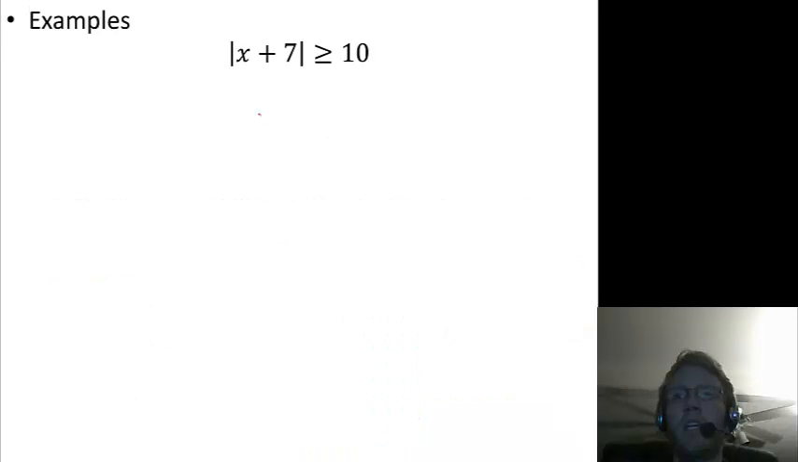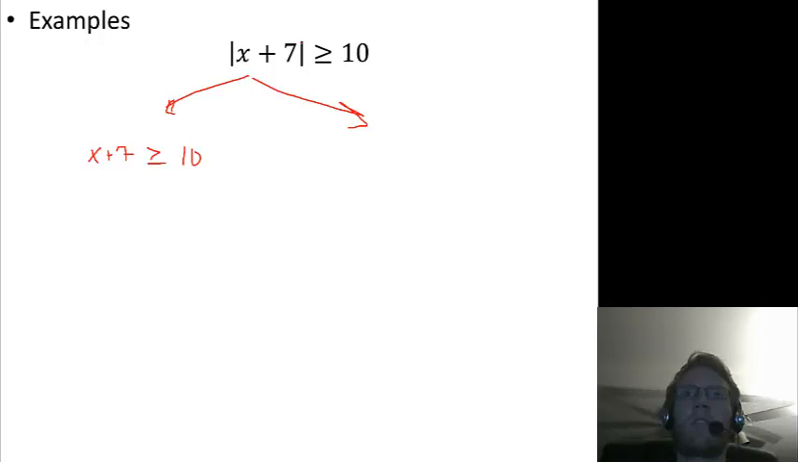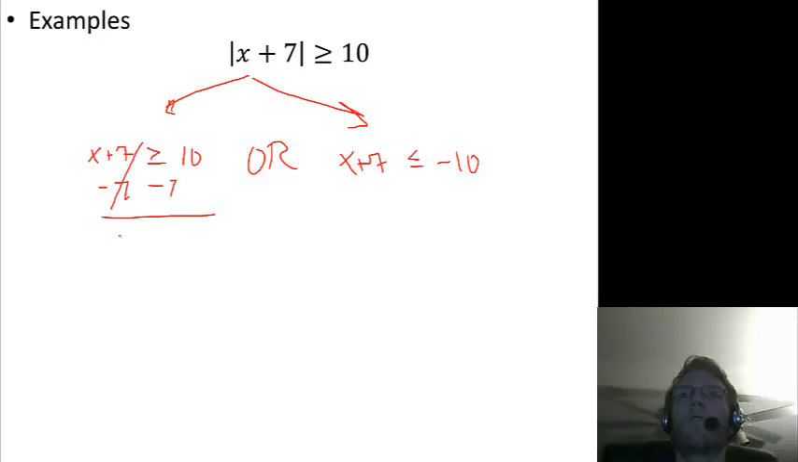Alright, let's do some examples quickly. The absolute value of x plus 7 is greater than or equal to 10. So we're going to branch. We don't have to do any solving because we already have the absolute value part by itself. So we have x plus 7 greater than or equal to 10, and it's a greater, so "or" x plus 7 less than or equal to negative 10. So we're outside of this range. We solve very easily. Minus 7 on both sides. Cancel.